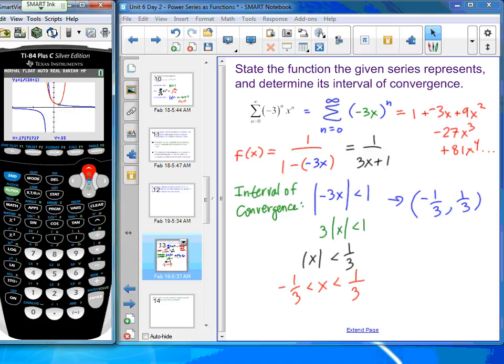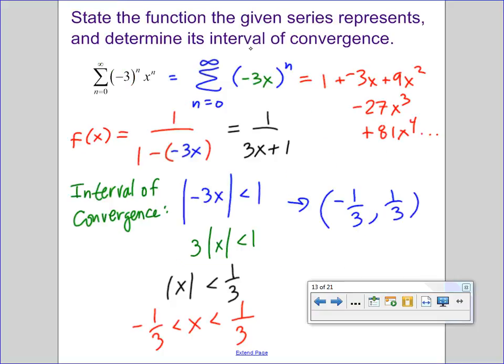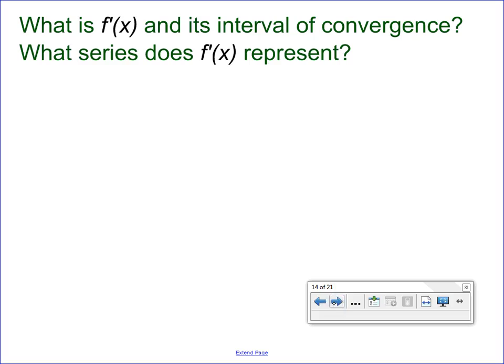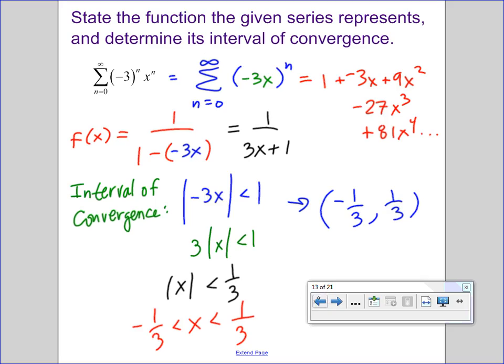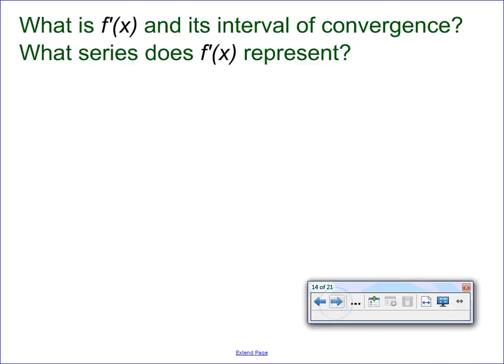Awesome. All right. So developing a function that represents a series is one thing. What about determining its derivative, both in series representation and as a function? Well, the function is going to be easy. What is f prime of x in its interval of convergence? We just generated a rule for f, and it's 1/(3x plus 1). We already have our AB rules that allow us to differentiate and get f prime.